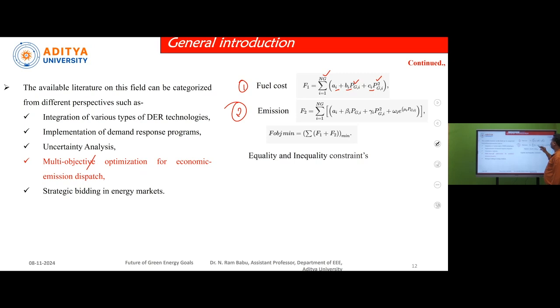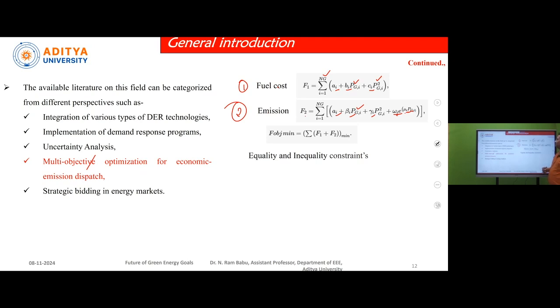So our objective is to minimize the fuel cost. So this is the first objective function. Whereas coming to the second objective function, it is denoted with F2, the sum from i equal to 1 to Ng of alpha i plus beta i into Pgi plus gamma i into Pgi square plus omega i into e power mu i Pgi. Here also alpha i, beta i, gamma i and mu i are the cost function coefficients and Pg is the power generated. So this is the first objective function and this one is the second objective function.